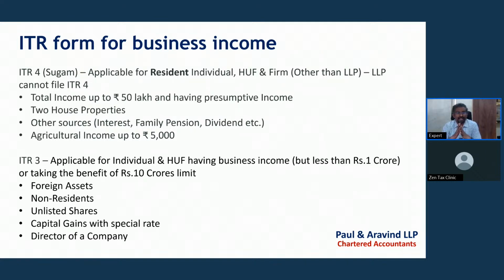or any person having any foreign assets or liabilities, any non-resident, any person having investment in any unlisted companies. If you are a shareholder in any company which is not a listed company, and you already have business income, then you are mandated to file ITR 3. You cannot take the benefit of ITR 4. If you have capital gains which are taxable at a special rate, yet again it is mandatory to file ITR 3. You are a director of a company, yes, you cannot file ITR 4. You are mandated to file ITR 3.